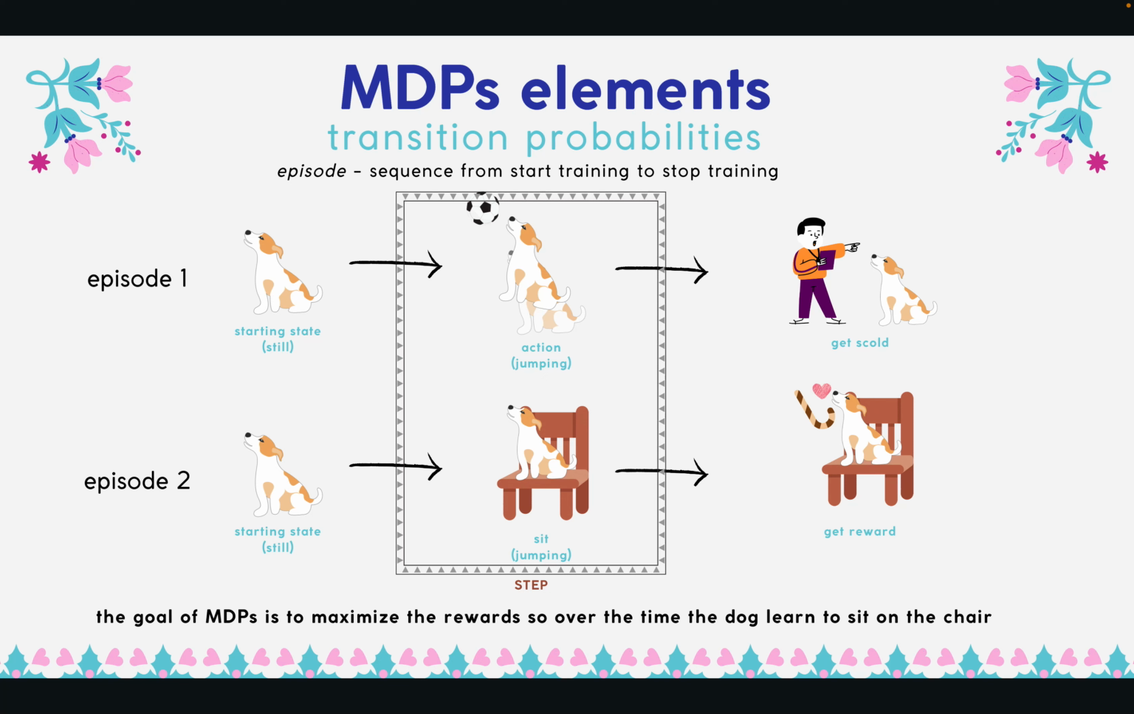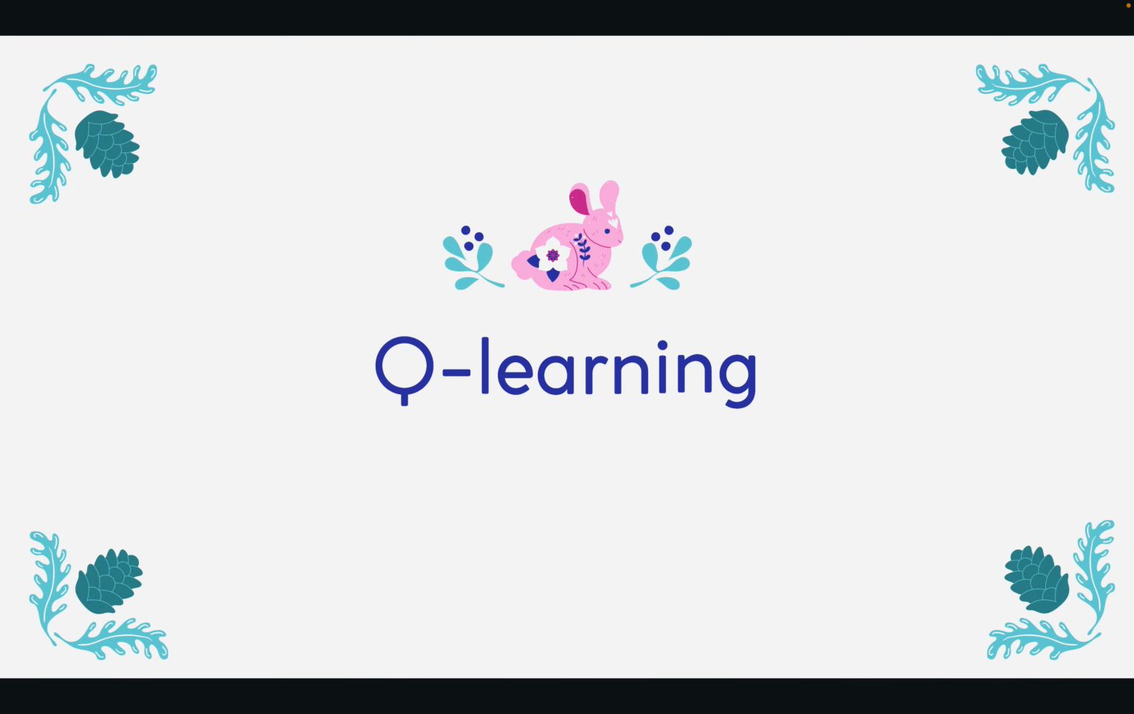This is a transition probability that it learns to get a reward over time. Okay. So now you understand more about reinforcement learning. You now understand what reinforcement learning is and what an MDP is. The next concept I want to introduce to you is Q-learning.